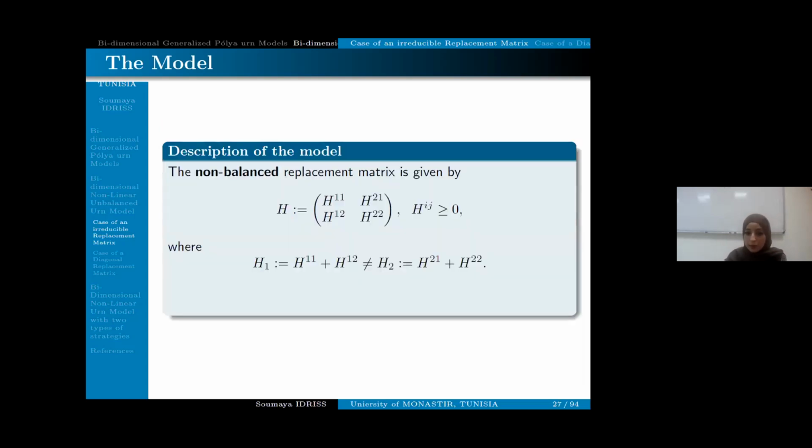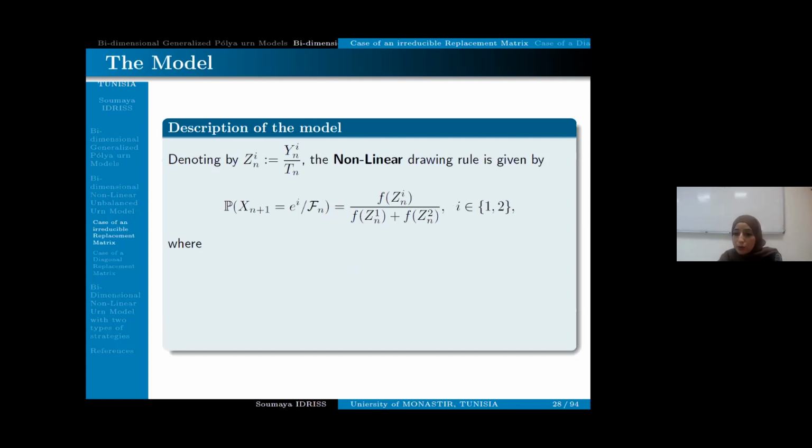For that, we set this replacement matrix H, emphasizing first of all that it is non-balanced, so the sum of the first column does not equal the sum of the second column. Second, we emphasize that the anti-diagonal entries are strictly positive, whereas the diagonal entries may or may not take 0 as value.